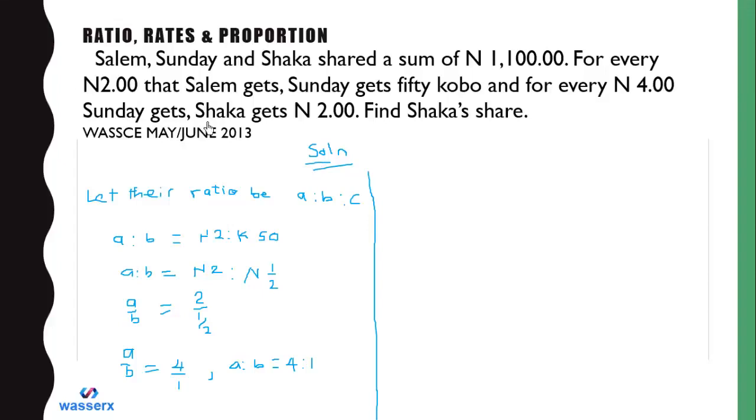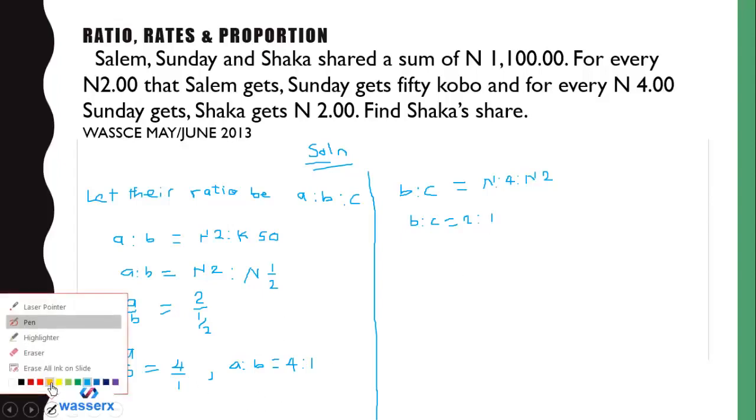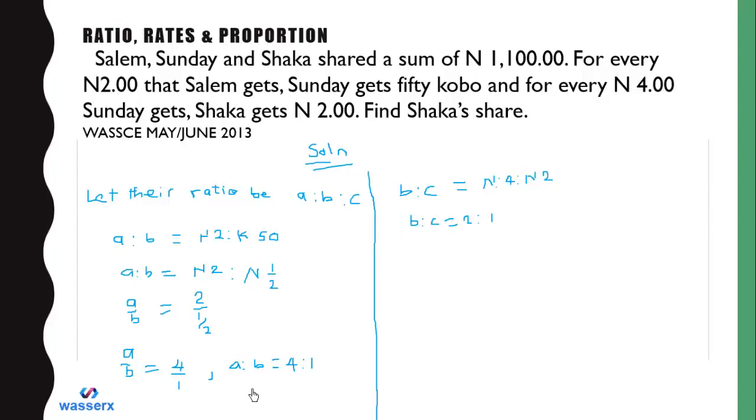Now let's check that of Sunday and Shaka. So B is to C is equal to 4 naira is to 2 naira. So we simplify this to obtain 2:1. Now let's check something over here. Now we can express this as A is equal to 4B. Then when we come here, we can express this as B is equal to 2C.